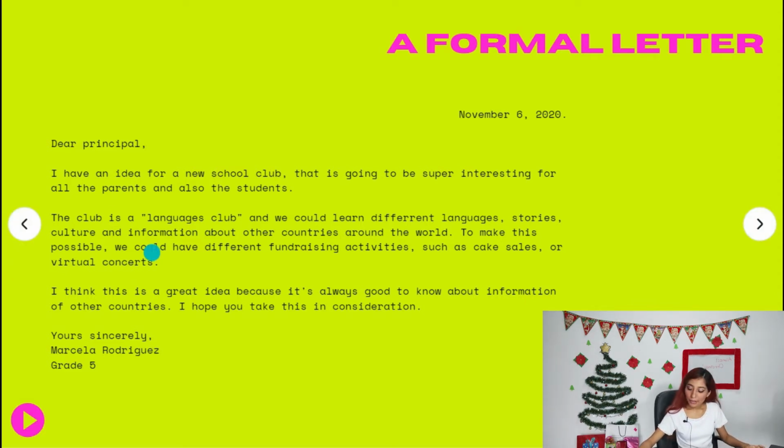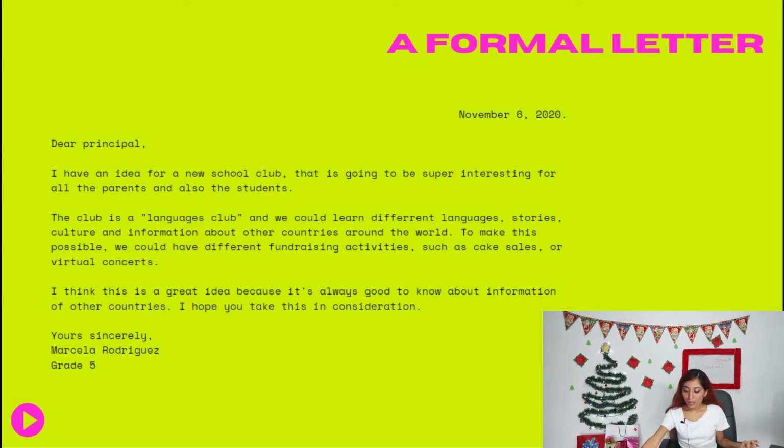Then we have in here the closing. Ahora vamos como que ya cerrando el tema en sí. I think this is a great idea because it's always good to know information about other countries. I hope you take this in consideration. Like, I'm closing, ya estoy cerrando lo que voy a decir, es todo lo que voy a decir. And then we have the signature, la firma. Yours sincerely, Marcela Rodriguez, grade 5th.